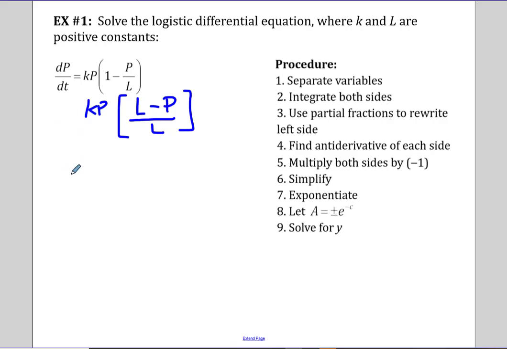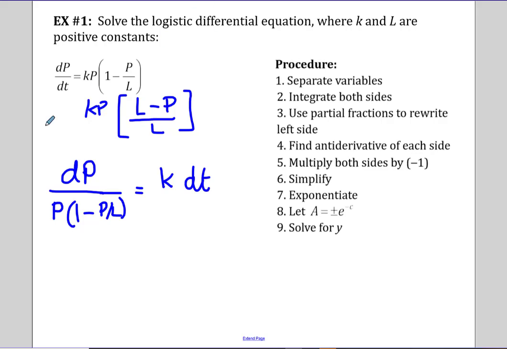And then we could say dP divided by P times 1 minus P over L is equal to K dt. So I'm separating the variables from this step here, dividing by P and 1 minus P over L and leaving the K on the right. So we separated the variables. Now we're going to integrate both sides.